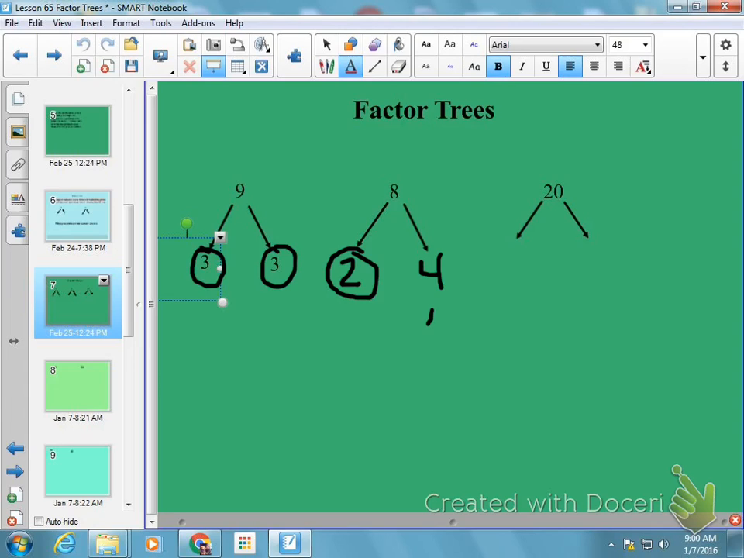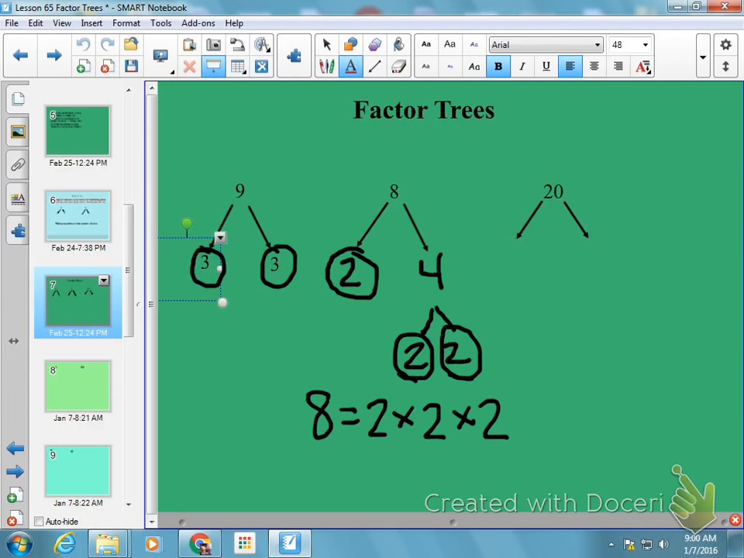4 is composite. I can also multiply what two numbers to get 4? 2 and 2. So when I get to a prime number, I stop. Now how would I write this using prime factorization? I would say 8 equals 2 times 2 times 2, because I have 3 2's, 3 circles, and each of those circles are represented down at the bottom. Now if I were to multiply it out, 2 times 2 times 2, it would equal 8 back up at the top.